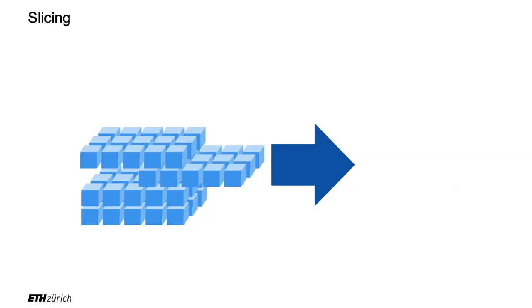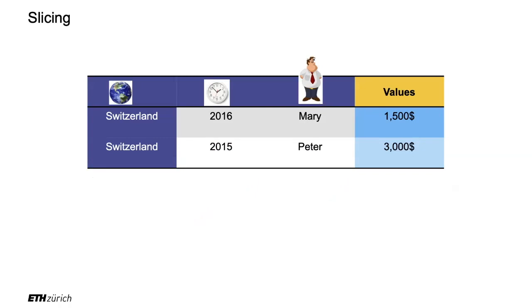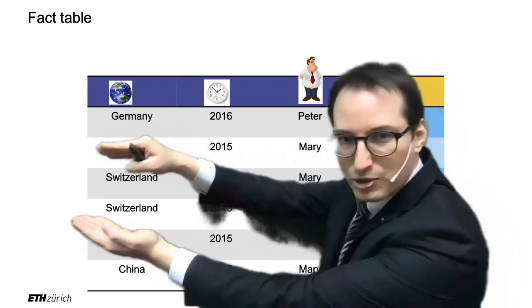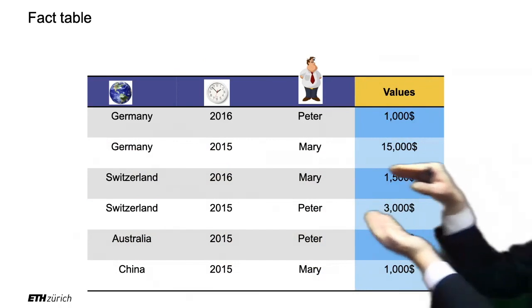What does it mean? It means that you look at the cube, so here it's the actually cubic representation of the cube, and you take a slice of it, just like you would take a slice of a cake, right? This is called slicing. This is a slice of the original cube that I display now as a fact table. So it's the slice with just Switzerland. So we are taking the slice corresponding to Switzerland, meaning we keep just these two cubes, these two cells.